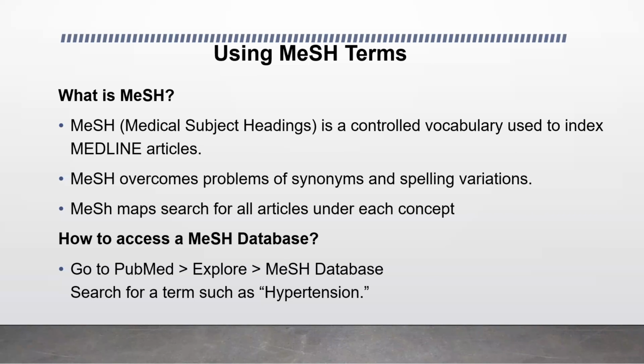So how to access the MeSH database? You can go to PubMed under the Explore icon. You can see the MeSH database. So the good thing with PubMed, it has integrated the MeSH database. That is where you can search, for example, for the word hypertension. If you want to know the MeSH term for hypertension, you can just search in the MeSH database in PubMed, and you can find the MeSH term for hypertension. We'll do it later on when it comes to the practical sessions.